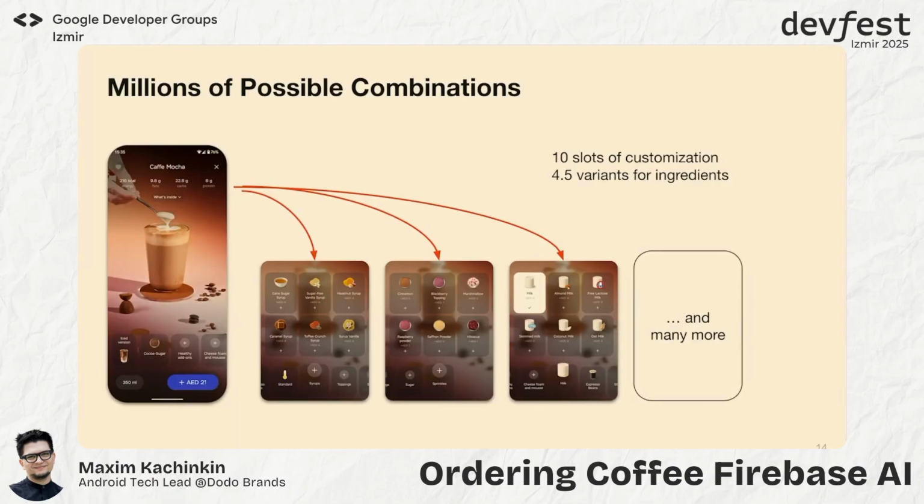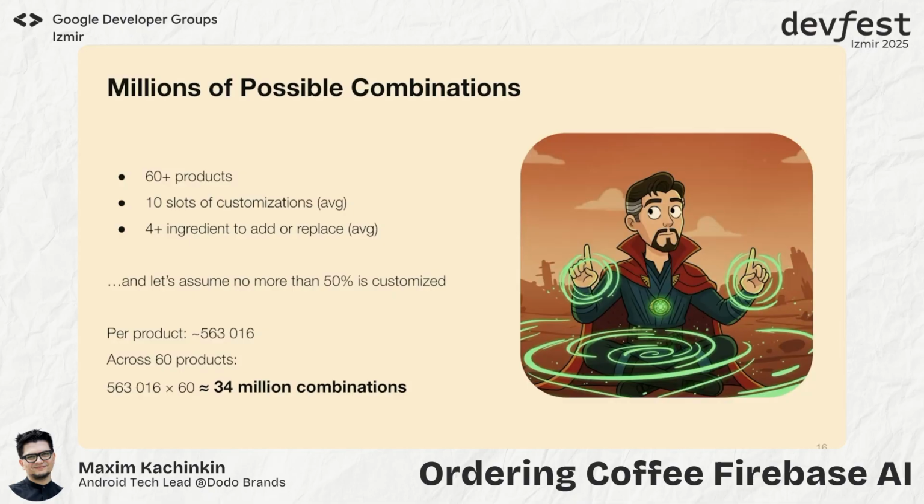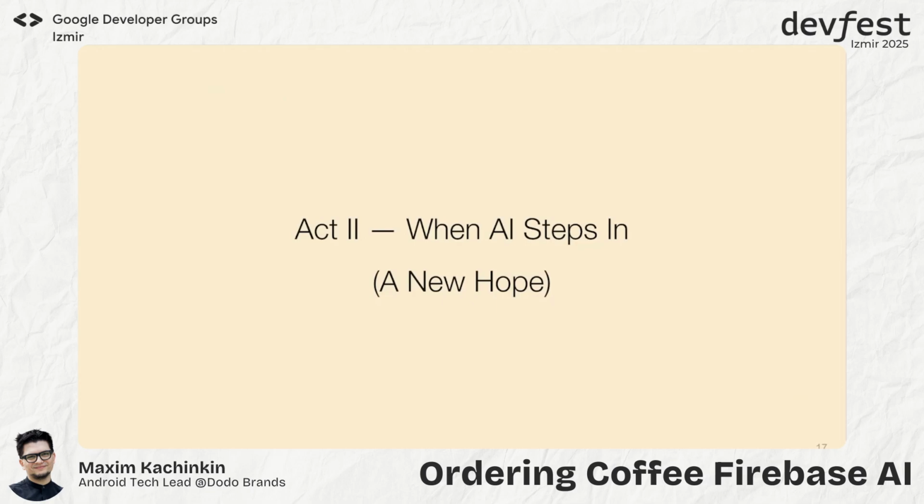Moreover, for each product we have about 10 slots of customization. Each has from 4 to 5 variants for ingredients. And although our menu is not that big, about 60 plus drinks and food, if we multiply all these numbers and see all possible realities, we end up with about 34 million combinations. It literally means we offer about 34 million flavors in our app. It's good for business, it's good for creativity, but it's absolutely overwhelming to put it in a couple of screens. So we had a problem, and we had a hope.